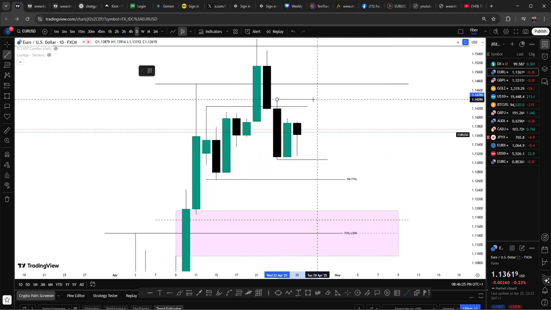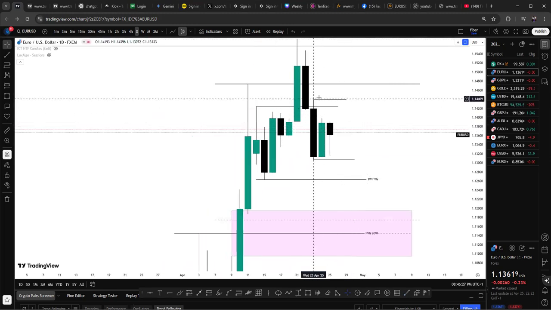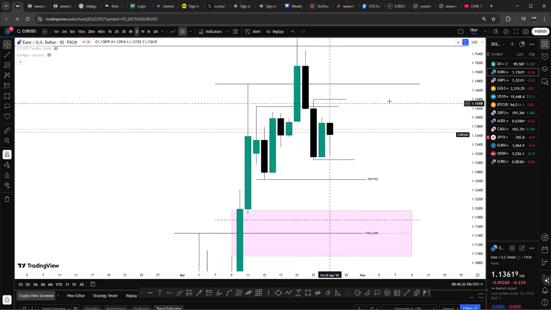Looking at it here on Euro USD, sometimes price might not want to take the high of it. We call this a marabozu. So sometimes price might not take the high of this candle.